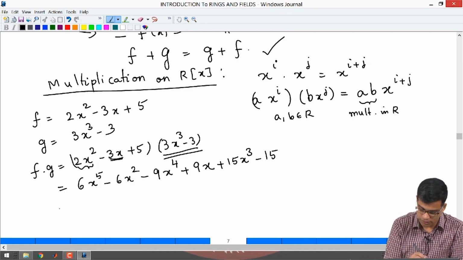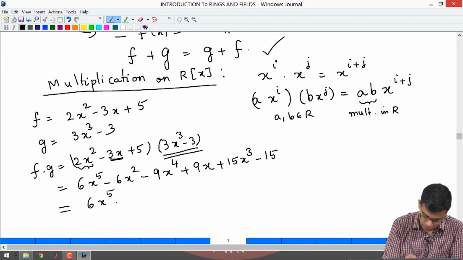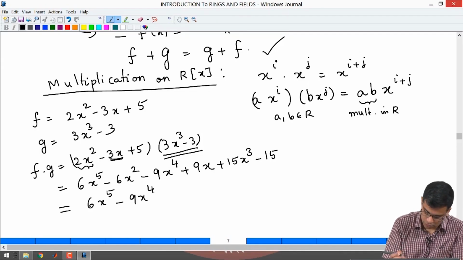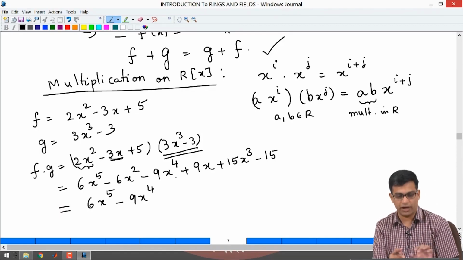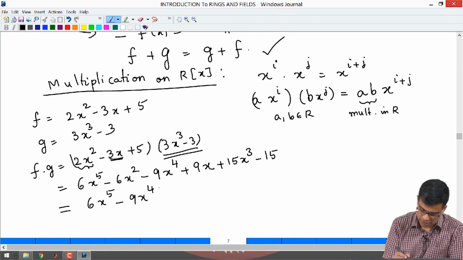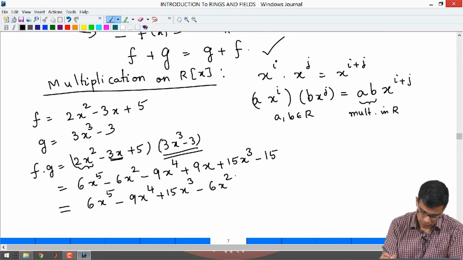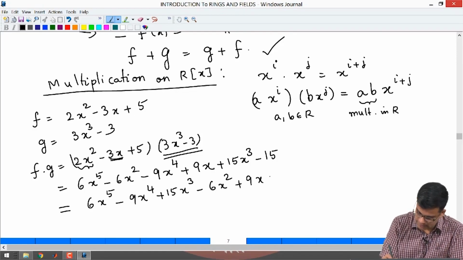So, now all you need to do is combine like terms. Are there any like terms here? Actually there are no like terms here. So, you can just put the degrees in decreasing order. So, you get 6x^5 minus 9x^4, but in general if x squared appears twice, you will just add the coefficients of x squared. So, in this case what we have is 6x^5 minus 9x^4 plus 15x cubed minus 6x squared plus 9x minus 15.